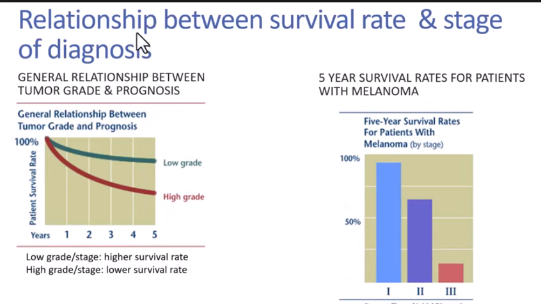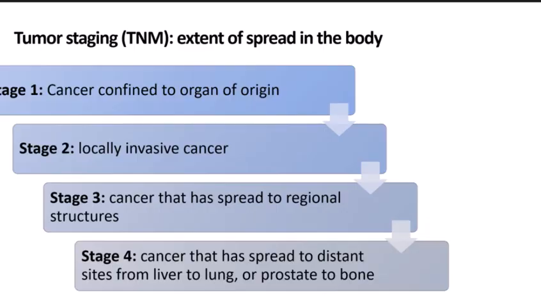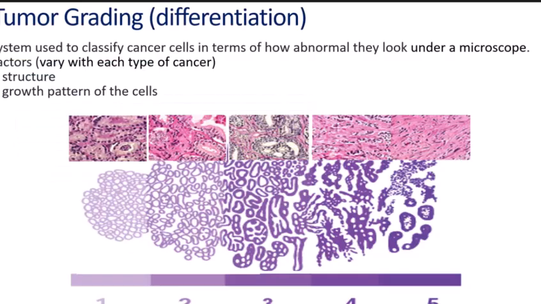This slide demonstrates the relationship between survival rate and stage of diagnosis. In this first graph, we're going to look at low grade versus high grade. And we're going to go back a couple of slides to remind you of low grade versus high grade. Remember our grading system.